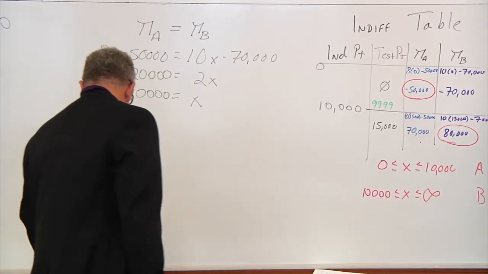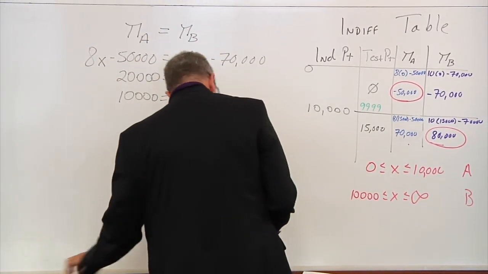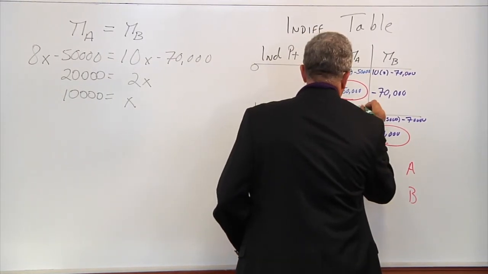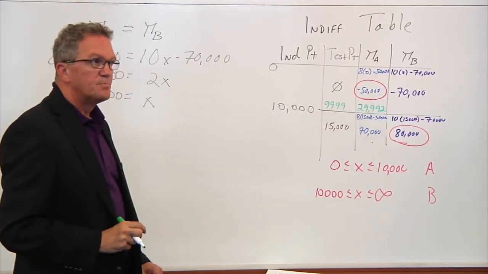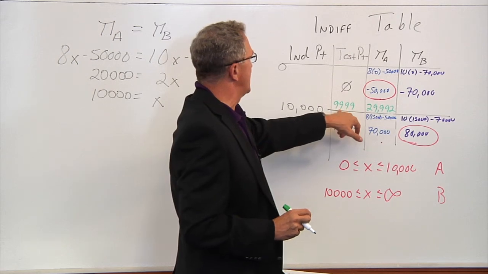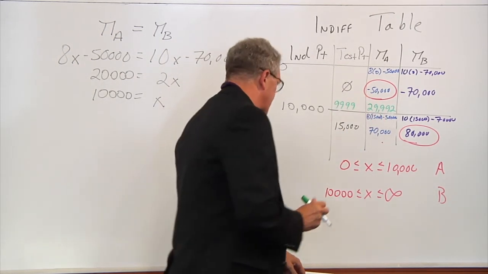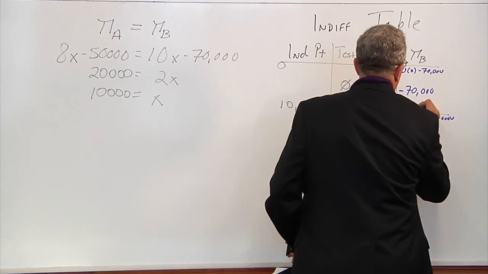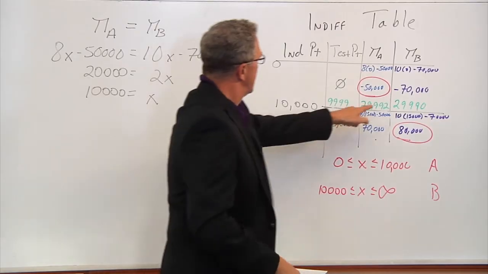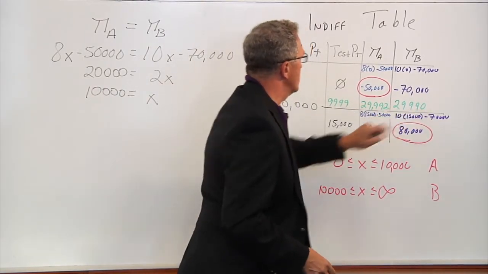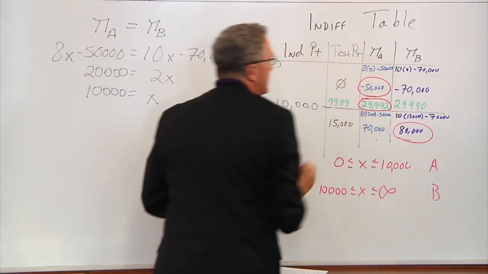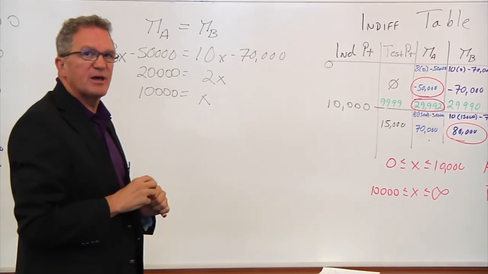You go through that calculation and you end up with $29,992 in profit. If I take 9,999 and plug it into this equation, 10 times 9,999 minus 70,000 leaves me with $29,990. Take a look at that. I make another $2 here more than this. So it's less than 10,000. A is still your best option.